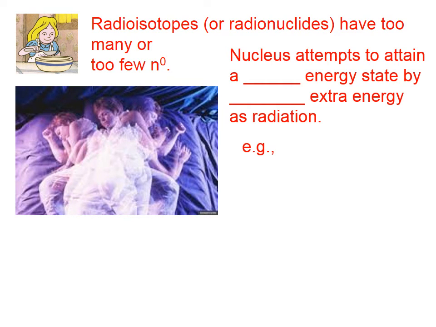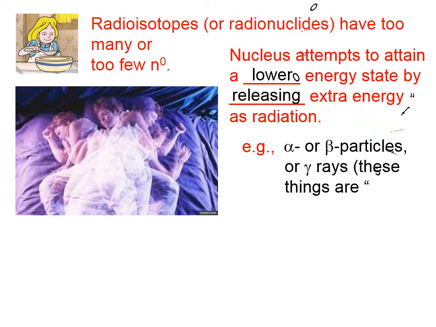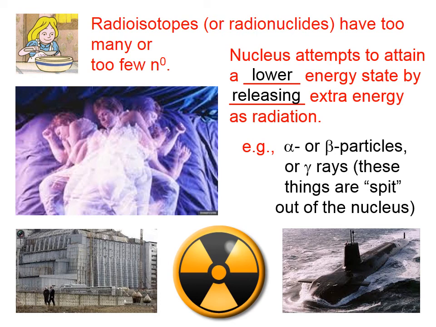In that case, the nucleus attempts to attain a lower energy state by releasing the extra energy as radiation, for example, alpha particles, beta particles, and gamma rays. In radioactive decay, these things are spit out of the nucleus. They emerge from the nucleus as it attempts to attain a lower energy state.